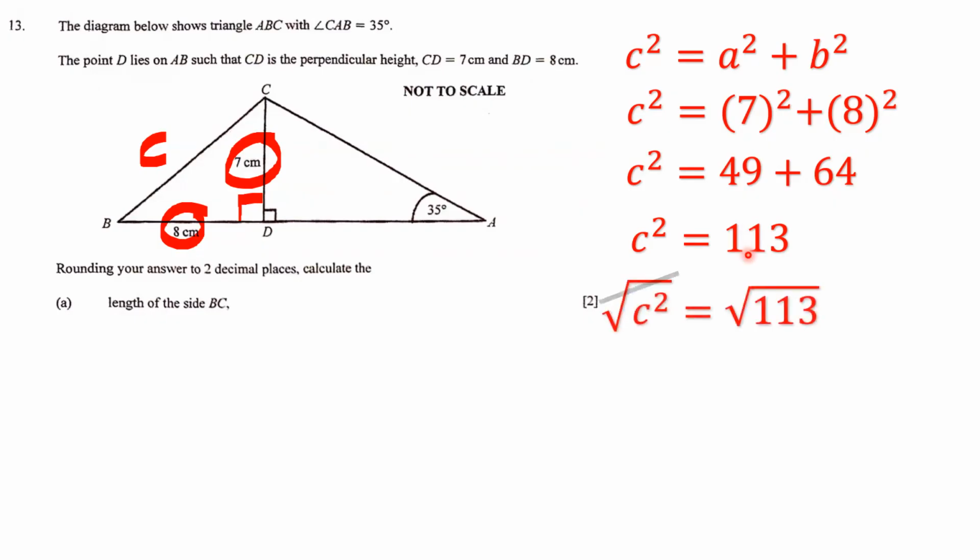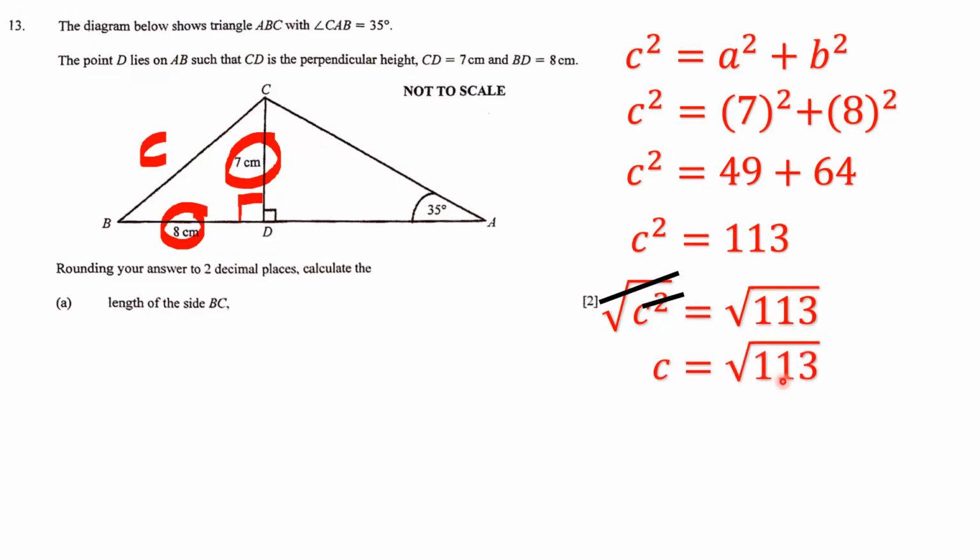So you have C squared is equal to 113. We have to take the square root of both sides. Why are we taking the square root of both sides? Because we want to get rid of the square on top. So the square root cancels with this square. And so we are left with just C is equal to the square root of 113.